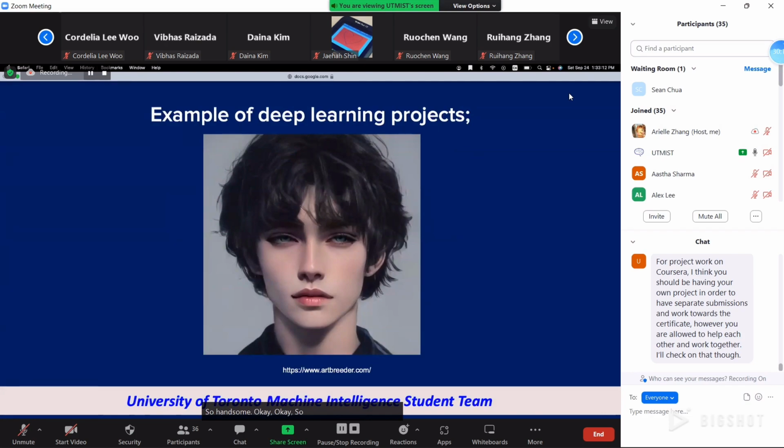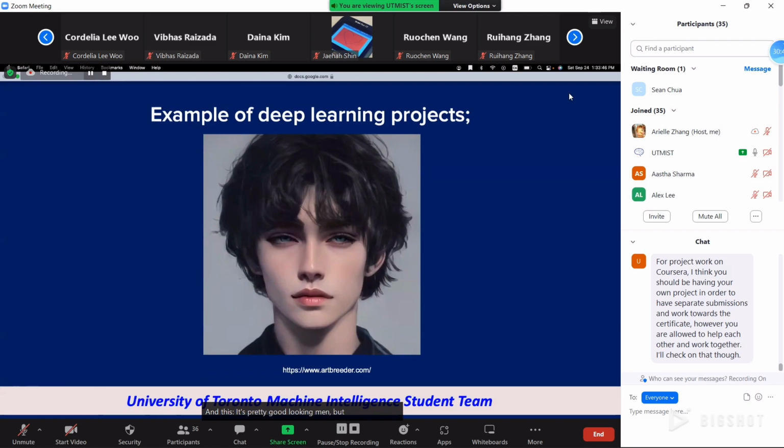Whoa, so handsome. Okay. So this is a GAN project, a generative adversarial network. Look at this picture. You might ask me, what artist, right? But this is actually a machine learning generated product. You basically cannot find any flaws in it. It's a perfect picture, right? And it's really good looking, man.